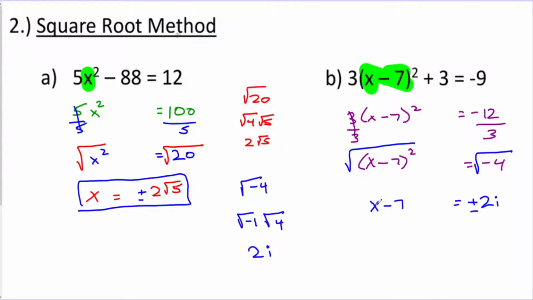And then to get x by itself, we do have an extra step here. We have to add the 7 over. So x is going to be equal to 7 plus or minus 2i. And that would be our final answer.